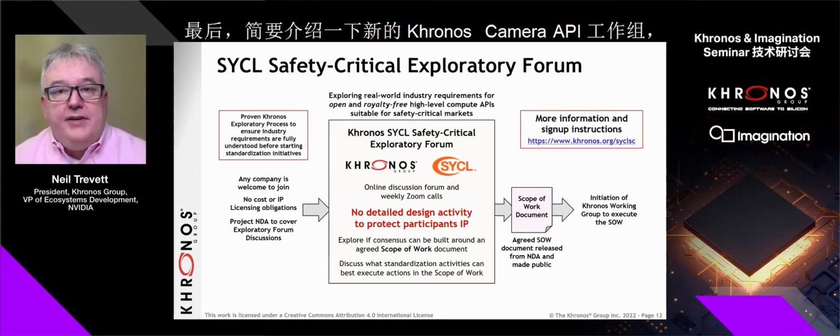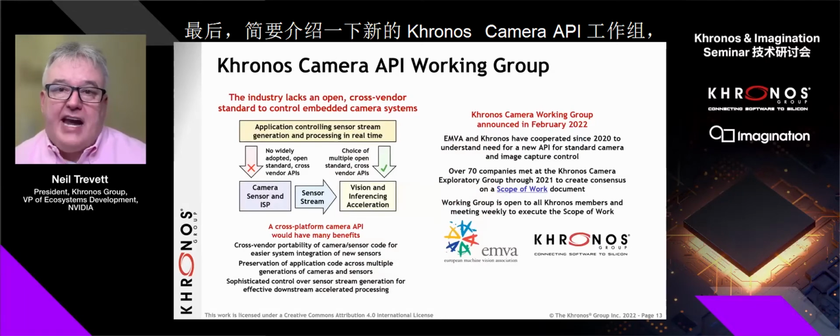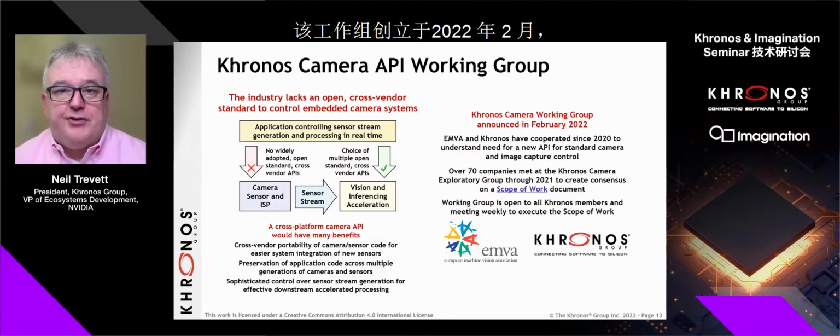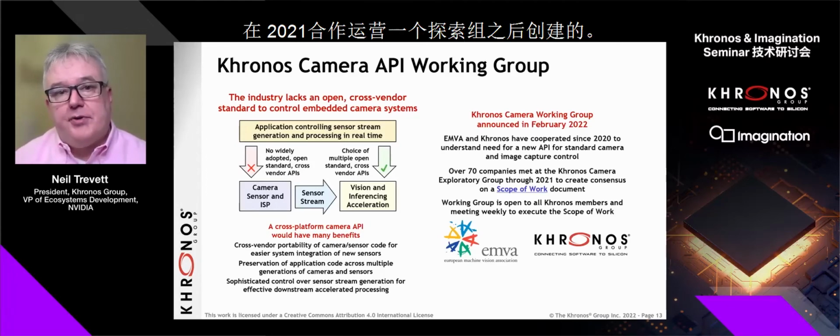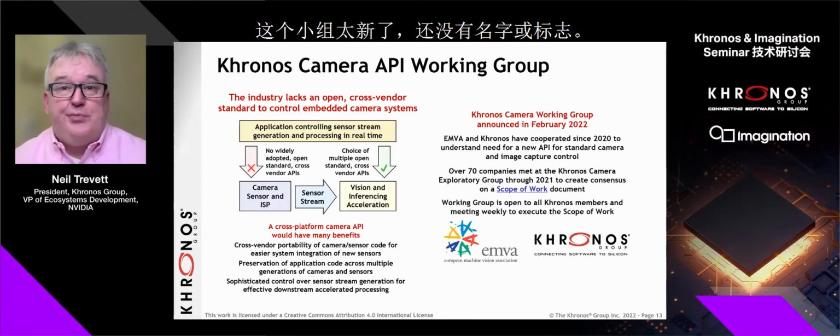Finally, a brief introduction to the new Khronos Camera API working group that was created in February 2022 after Khronos ran an exploratory group throughout 2021 working together with the European Machine Vision Association. This group is so new that it doesn't yet have a name or logo.